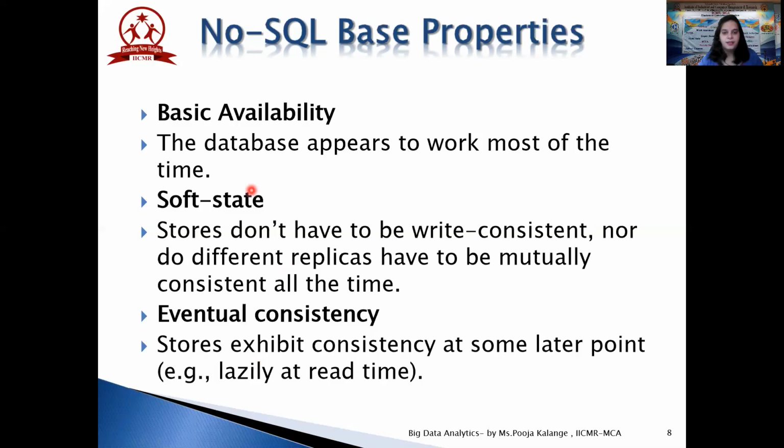Moving ahead with that, first we will see what is basic availability. Basic availability means that the database appears to work most of the time, and the database is available whenever you ask for it. That satisfies the first property of the CAP theorem, that is availability. Even if there has been some failure or mishap, it will still be available to you at any time.